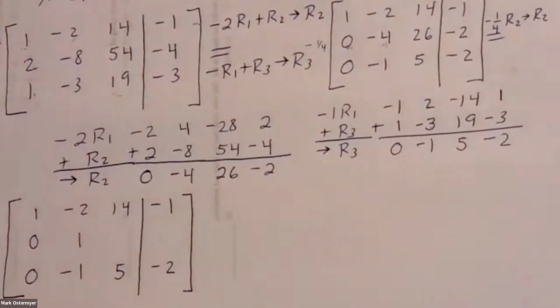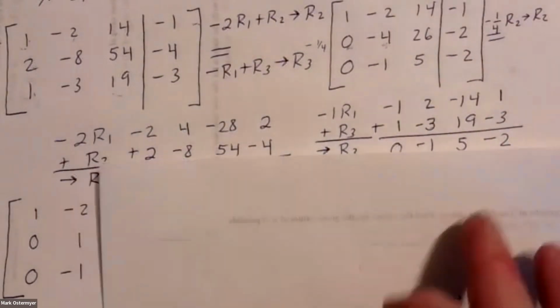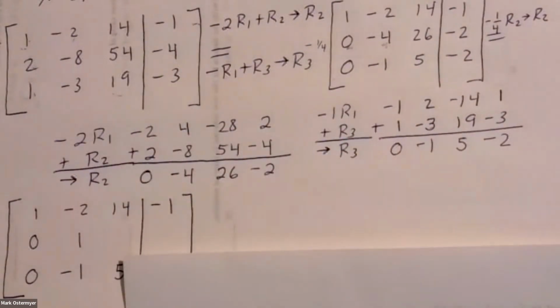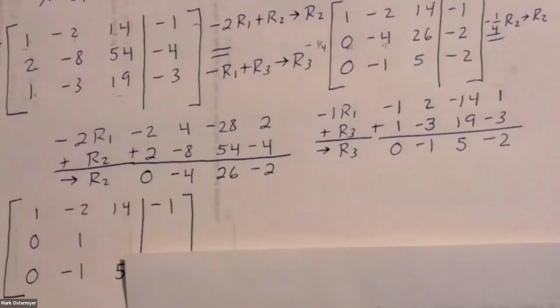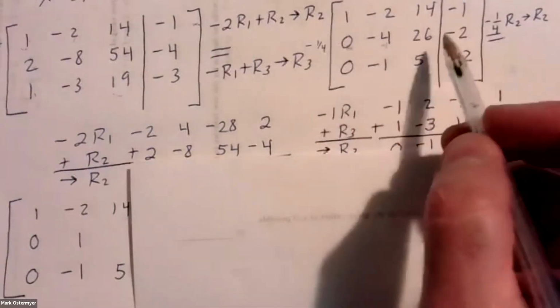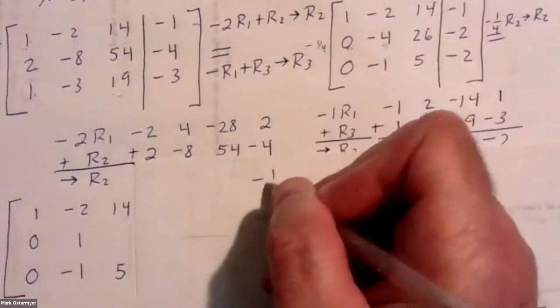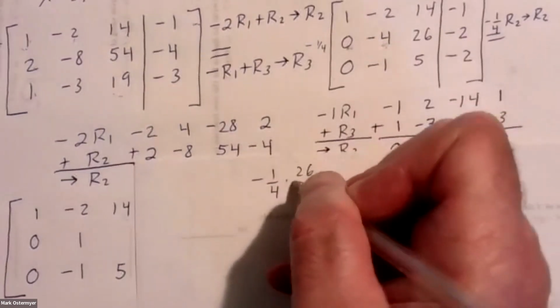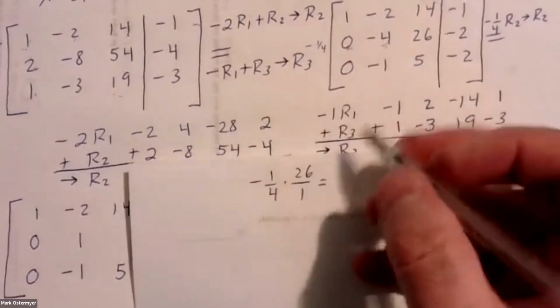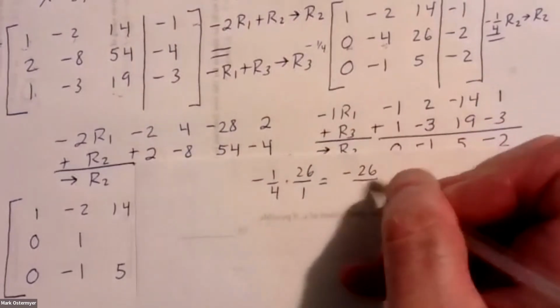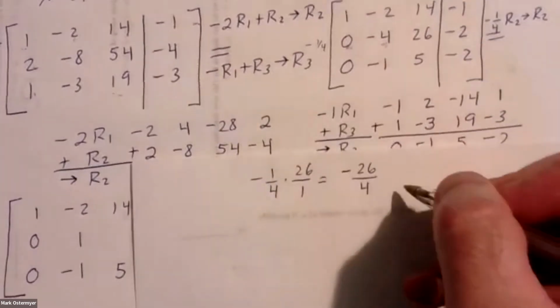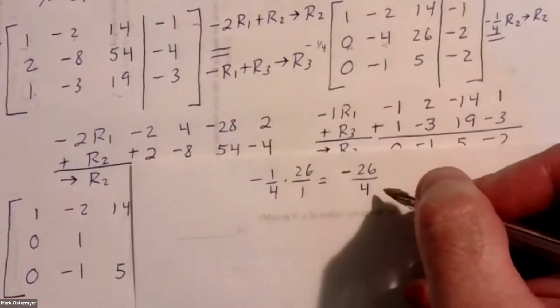Now we're starting to see something that we've never seen before. Is it possible when you're using these elementary row operations to generate fractions? The answer is yes. Get used to it. It happens all the time. So -1/4 times 26 is going to give me what? Negative 26/4.